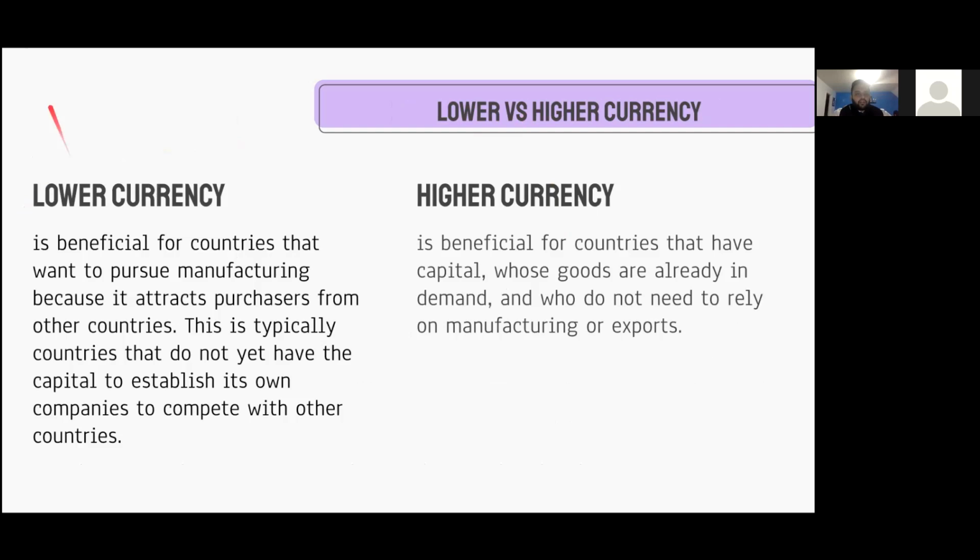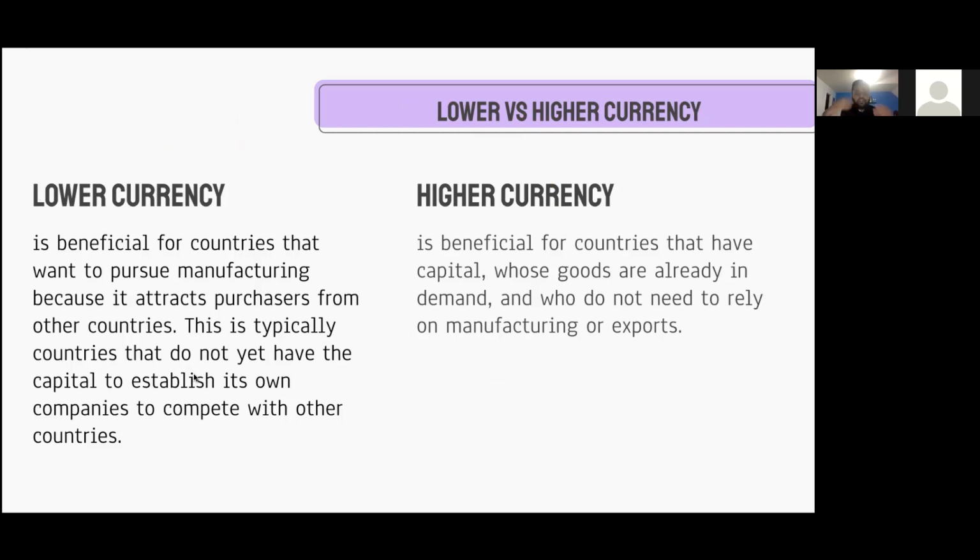Okay, let's talk about this. There are certain benefits to having a lower versus higher valued currency. If a country can control the value of its currency through strategic actions, why wouldn't every country just keep increasing the value of its currency? If you have a lower valued currency, this is beneficial for countries that pursue things like manufacturing, because it attracts purchasers from other countries to come into your country and buy things.